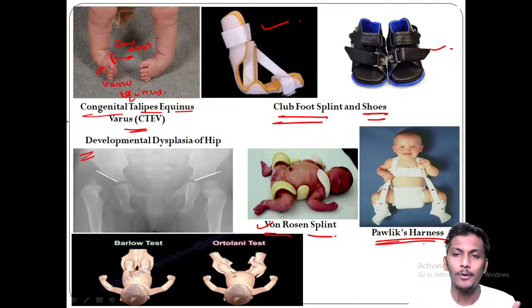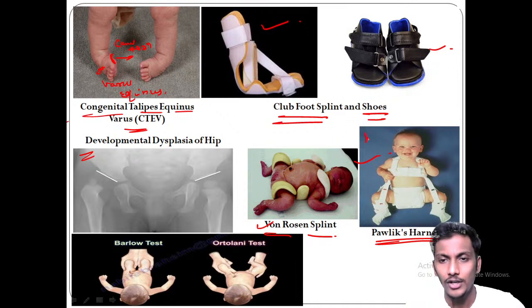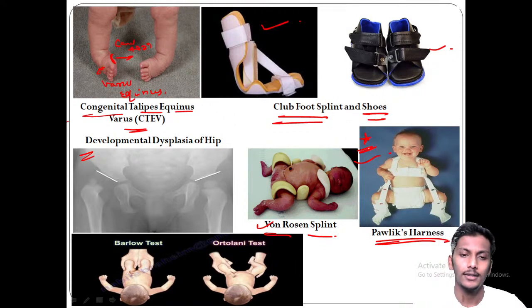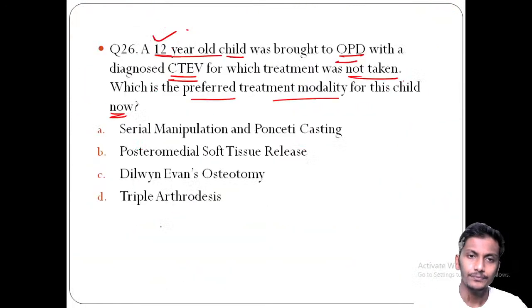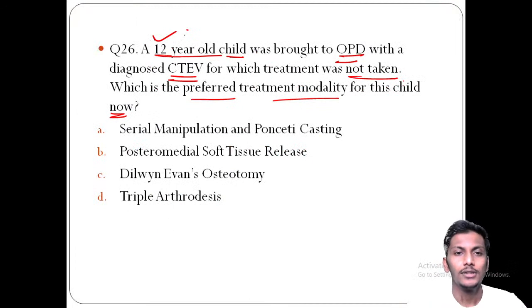Please remember the important images. These are the only probable questions which can come in the exam. So the von Rosen splint or Pavlik harness are the splints used in cases of DDH, developmental dysplasia of the hip. This question had come earlier already. And Barlow's and Ortolani's tests are also performed in cases of DDH. Moving back to our question, this is a 12-year-old child brought to the OPD with CTEV, and treatment was not taken earlier.